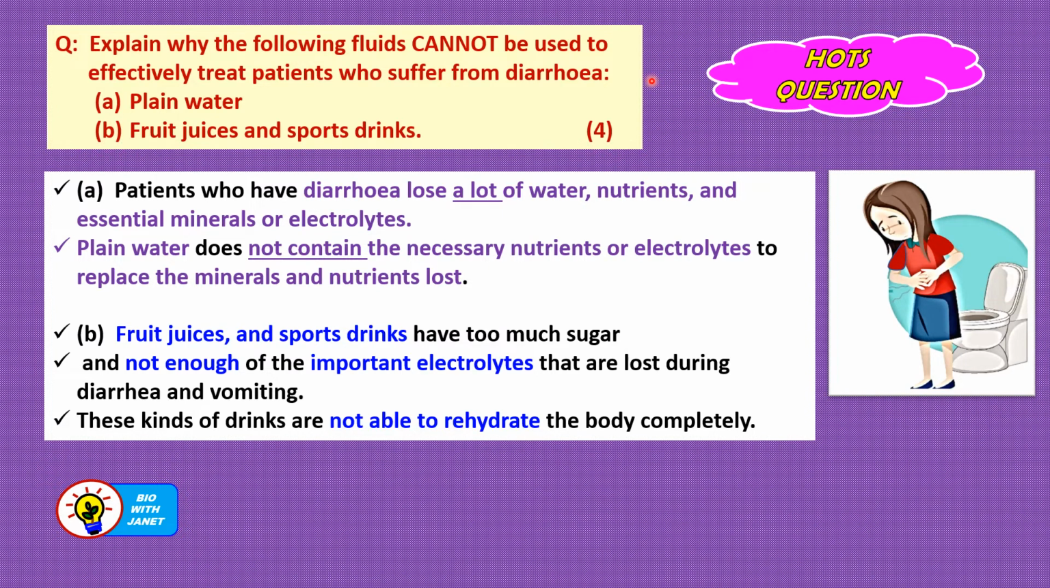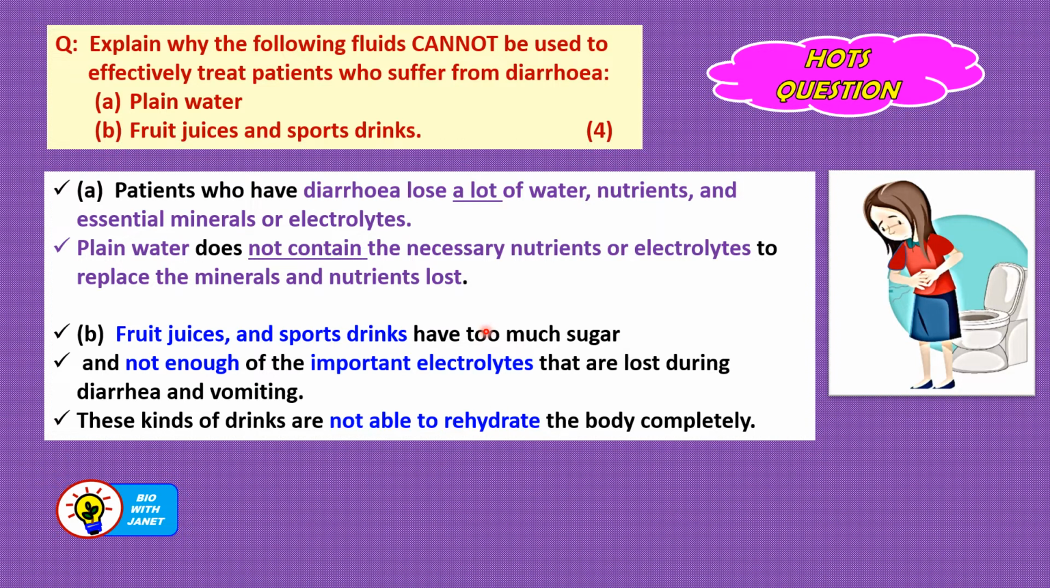So a person who has diarrhea and has lost a lot of body fluids, can they be given plain water to help them recover? No, because patients who have diarrhea lose a lot of water, nutrients, and electrolytes, which are the essential minerals like potassium and calcium and sodium. So plain water doesn't contain the nutrients or the electrolytes. It may be water, but it doesn't contain the electrolytes. So it cannot replace the minerals and the nutrients lost. So the patient may not recover by just drinking plain water if he has serious diarrhea. He will not recover.